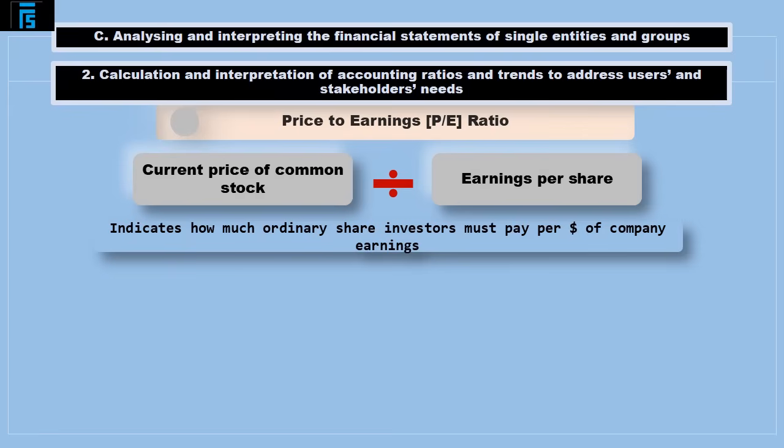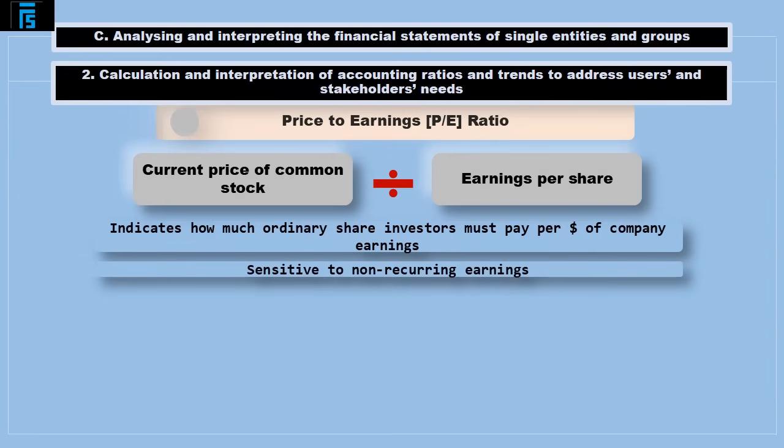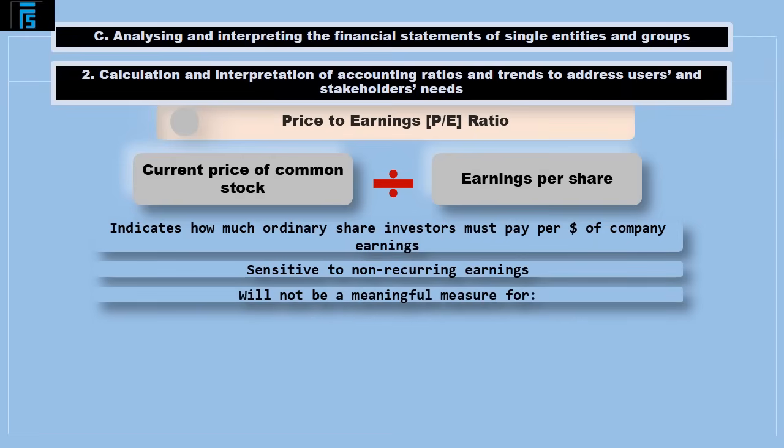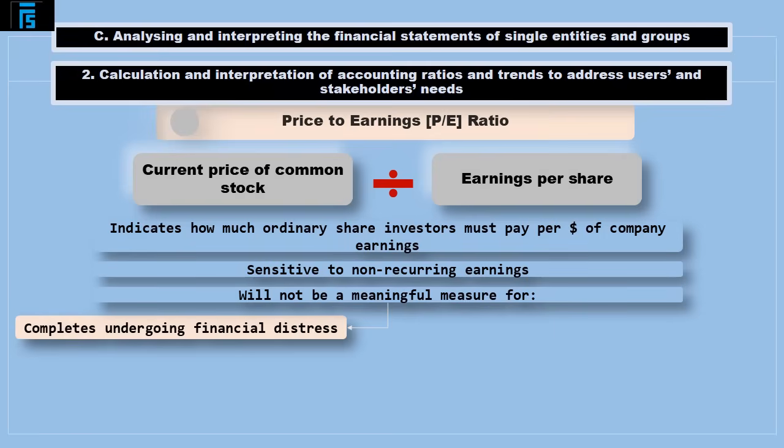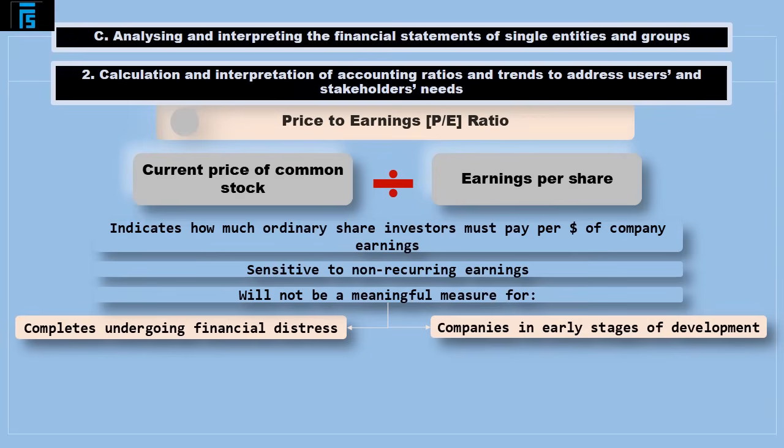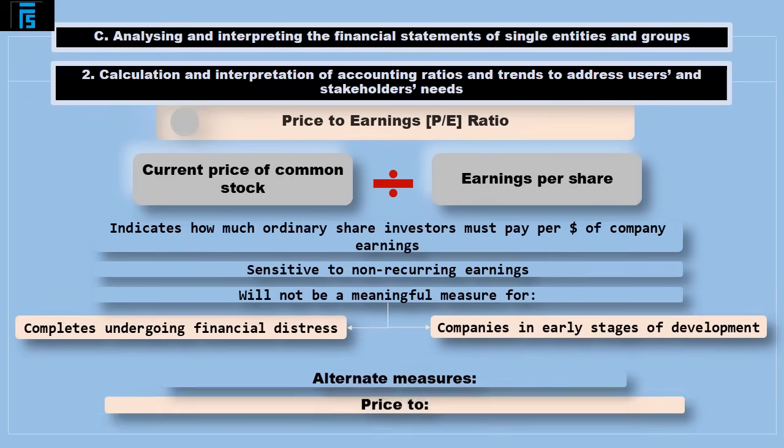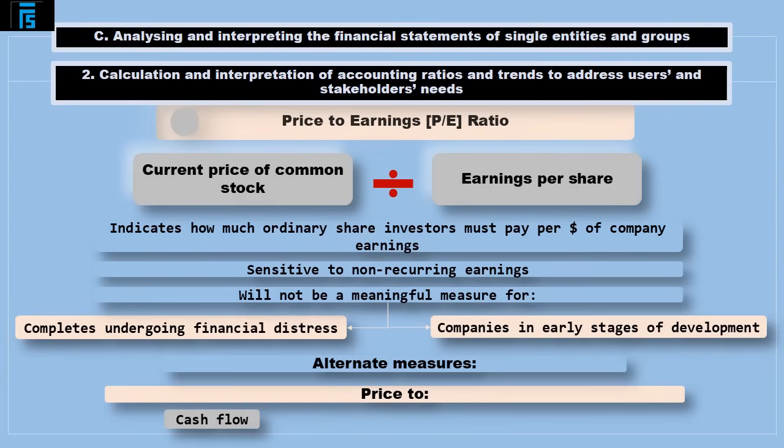during the period. Because PE ratios are calculated using net income, they may be sensitive to non-recurring earnings or one-time earnings events. What is more, price to earnings will typically not provide a meaningful measure in the case of companies undergoing financial distress or those which are still in the early stages of their development, as such businesses typically generate losses as opposed to positive earnings. To overcome these difficulties, analysts frequently turn to alternative measures such as the price to cash flow, price to EBITDA, price to sales, or price to book value.